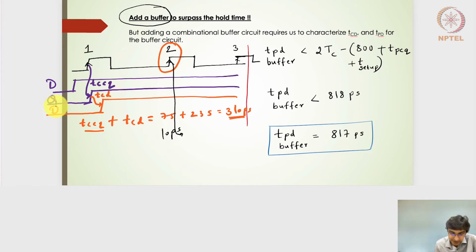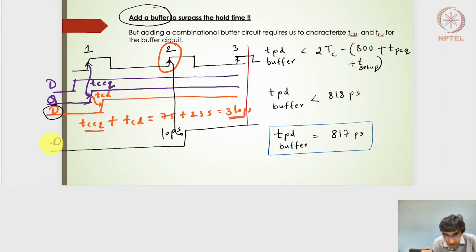And if we get this D signal delayed till 10 picoseconds after the second clock edge, by adding a buffer and then choosing the contamination delay of that particular buffer so that the output arrives 10 picoseconds after the second clock edge, we can rest assured that the contaminated output will not be captured in the second clock edge. Instead it will get captured in the third clock edge, and in the third clock edge the propagated signal, the steady state output, will get captured.